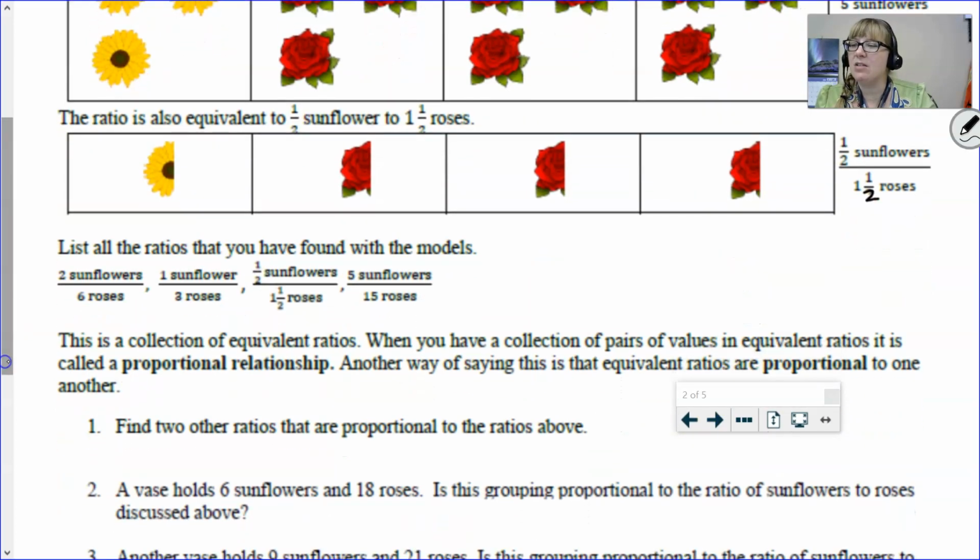Now it says list all of the ratios that you found with all of the models. So we have all of these listed, and I want to point out that all of these are equal. So where there's commas, I'm going to go ahead and change those to equal signs. 2 sunflowers to 6 roses is equal to 1 sunflower to 3 roses, which is equal to half of a sunflower to 1.5 roses, and is equal to 5 sunflowers to 15 roses.